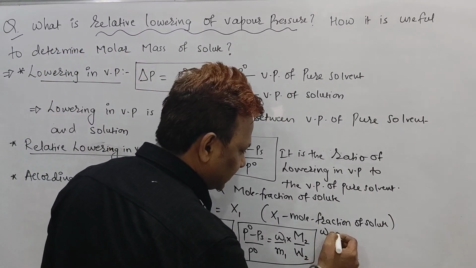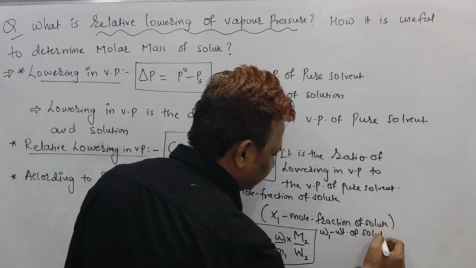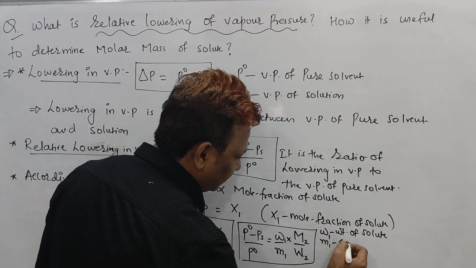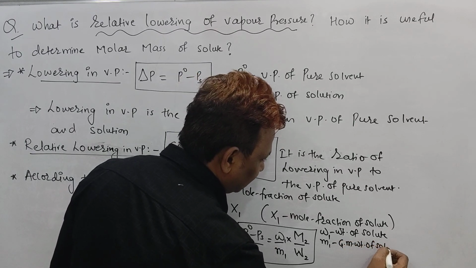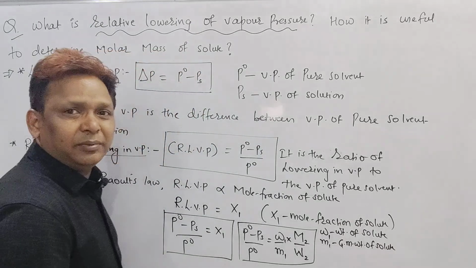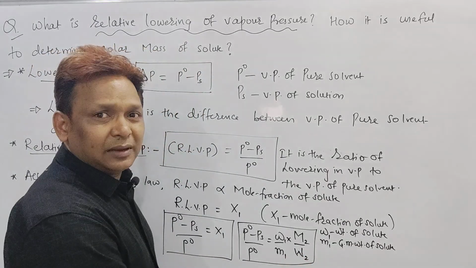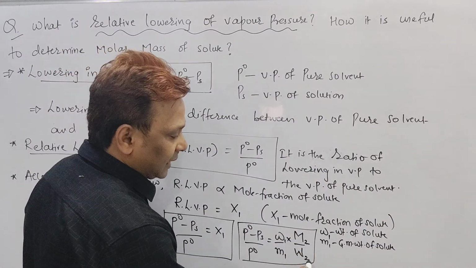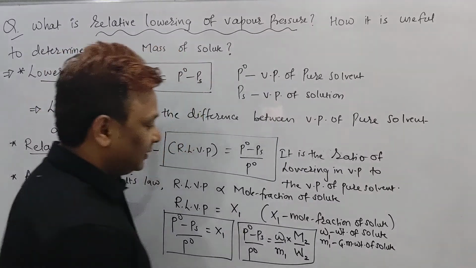So W1 is the weight of solute. Small m1 is the gram molecular weight of solute. Right beta? Here, what is the capital M, beta? Capital M is the molecular weight of the solvent, and capital W2 is the weight of the solvent, that too in grams. Up to here, right?